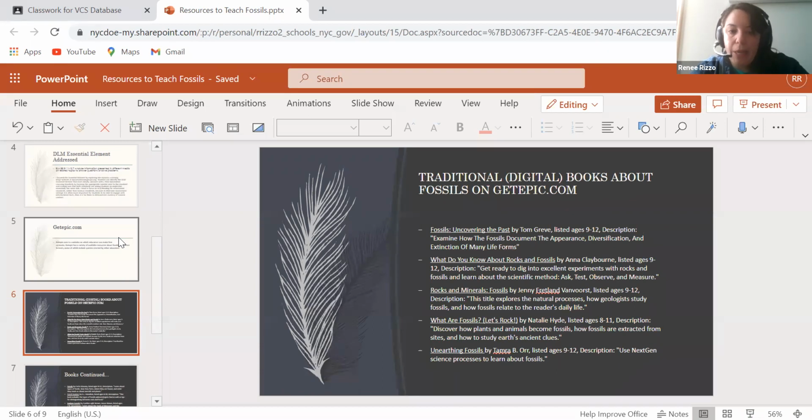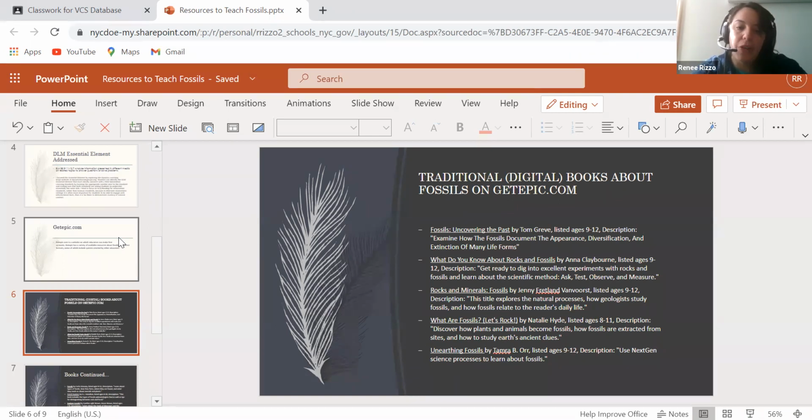Fossils: Uncovering the Past by Tom Grieve, listed ages 9 through 12. Description: Examine how the fossils document the appearance, diversification, and extinction of many life forms. What Do You Know About Rocks and Fossils by Anna Claiborne, listed ages 9 through 12. Description: Get ready to dig into excellent experiments with rocks and fossils and learn about the scientific method. Ask, test, observe, and measure.